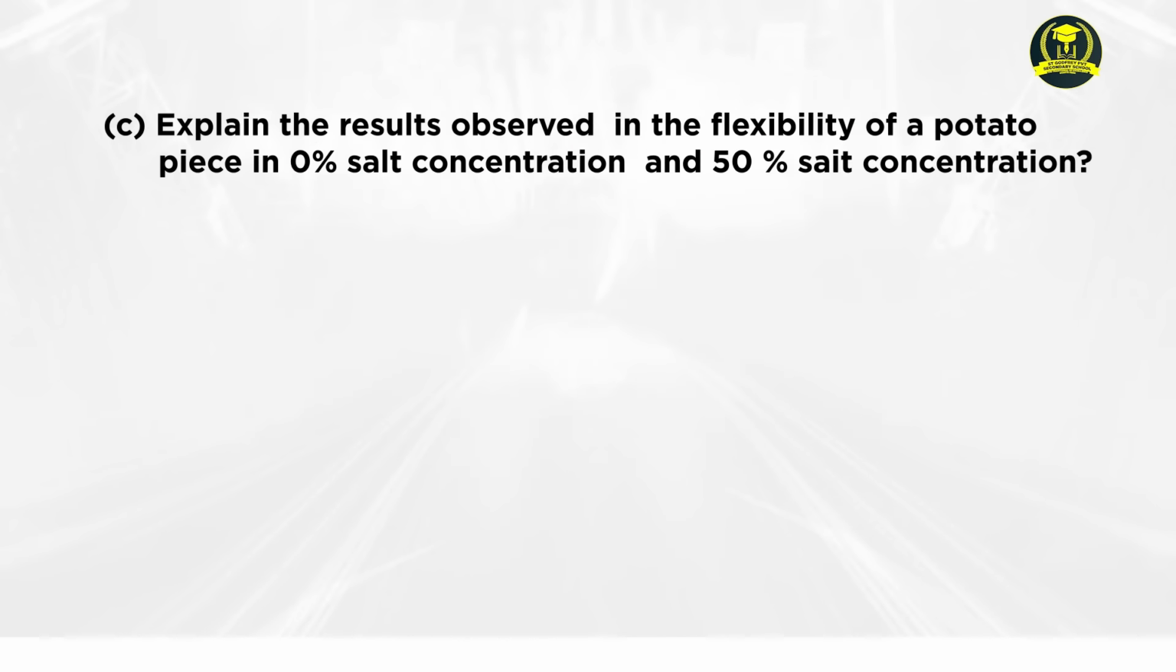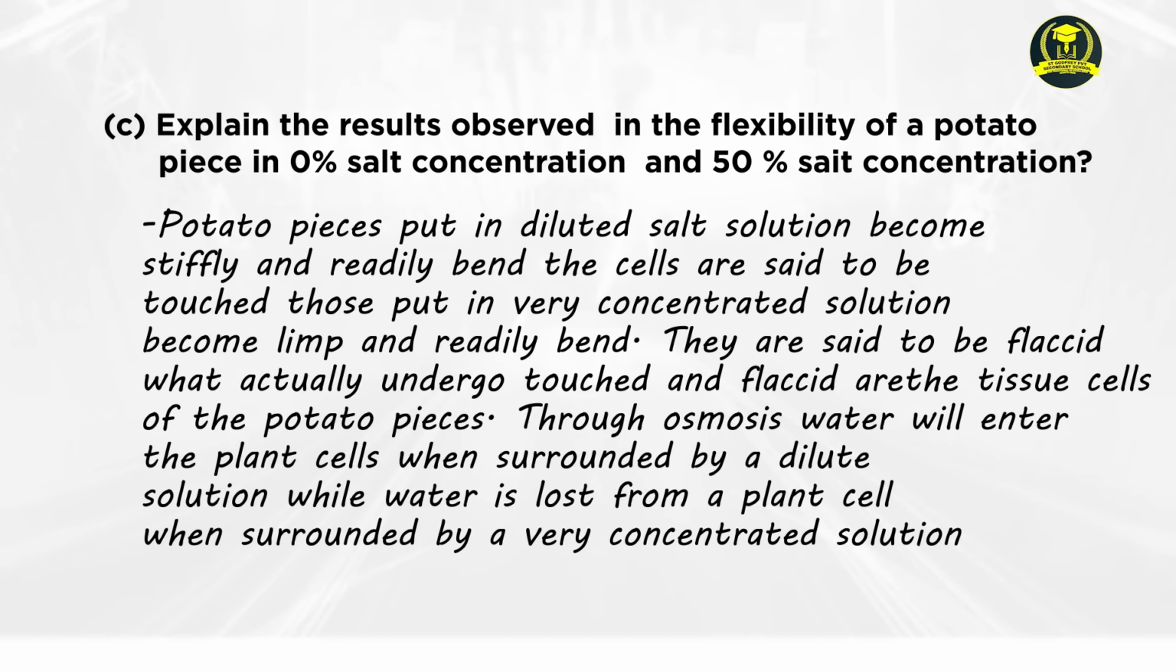Question C. Explain the results observed in the flexibility of the potato piece in 0% salt concentration and 50% salt concentration. Potato pieces put in dilute salt solution became stiff and not readily bent. The cells are said to be turgid. Those put in very concentrated solution became limp and readily bent. They are said to be flaccid.